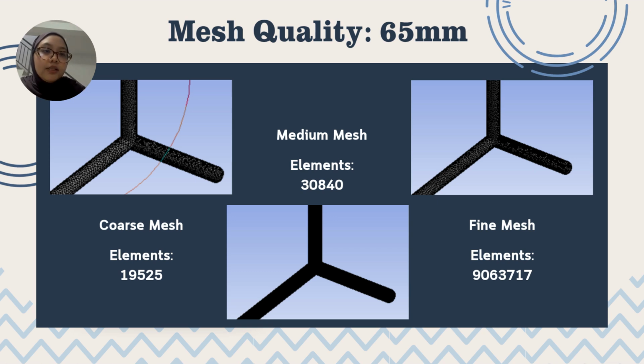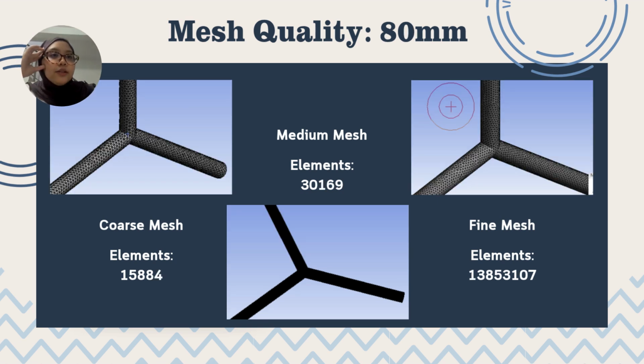Using a finer mesh is especially important because the flow separates and merges at the Y junction, creating complex pressure and velocity gradients. A coarse mesh may miss the dislocalized flow features. Therefore, after completing the grid independent test, the fine mesh was selected for final CFD and FSI simulations to ensure reliable numerical results. This slide shows the mesh quality for the 80 mm pipe diameter.